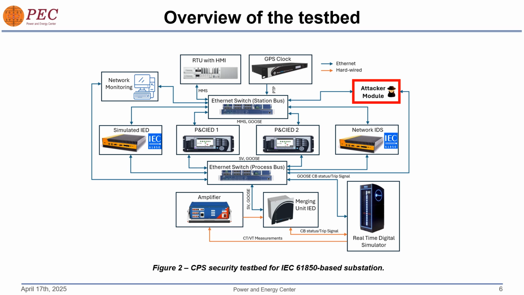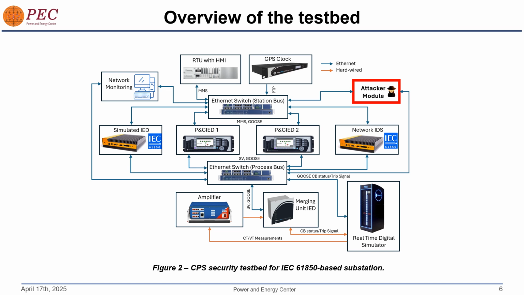This is the overview of the hardware in the loop cyber physical system security testbed in our lab, built with industry grade devices typical in an IEC 61850 based substation. The physical layer of the power system is modeled using a real-time digital simulator. The merging unit IED, which is connected to the real-time digital simulator via an amplifier, translates the hardwired communication signals into Ethernet based data packets and vice versa. The data sent by the merging unit IED is received by two protection and control IEDs in the bay level, between the process bus and station bus.